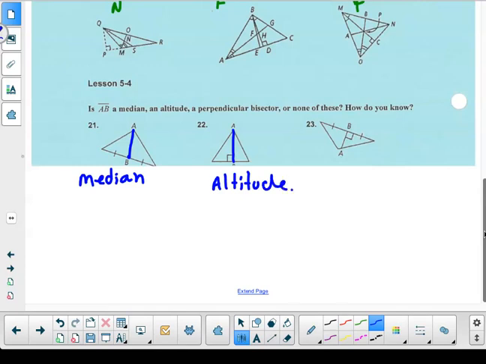And in 23, I look at this as the midpoint because of these markings, and it's perpendicular, and it does not have to go through the vertex if it's a perpendicular bisector. It does if it's an altitude or a median. So this is the perpendicular bisector.